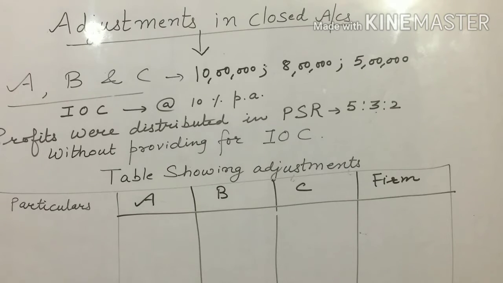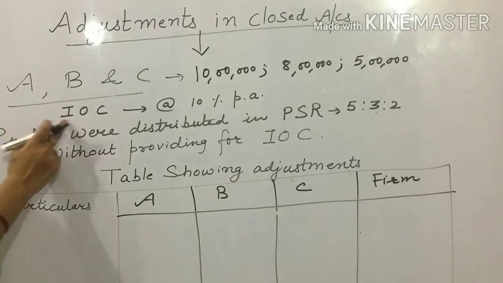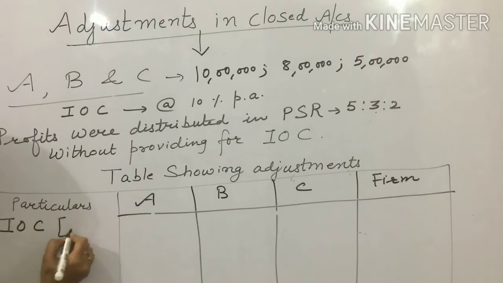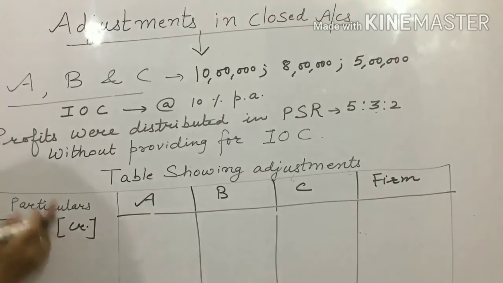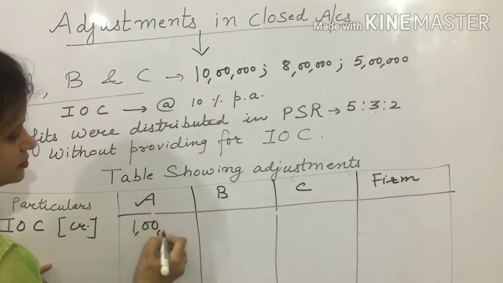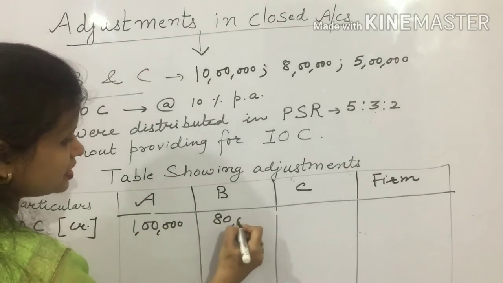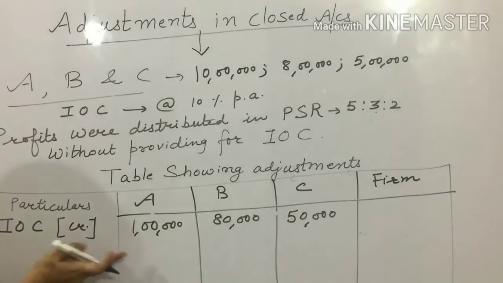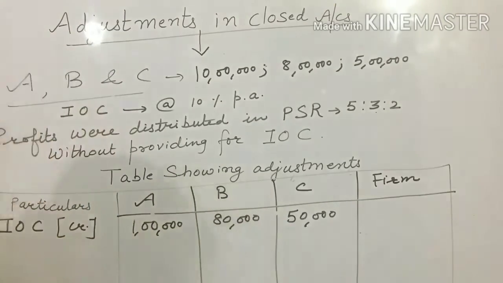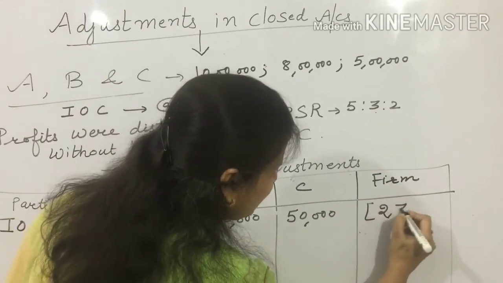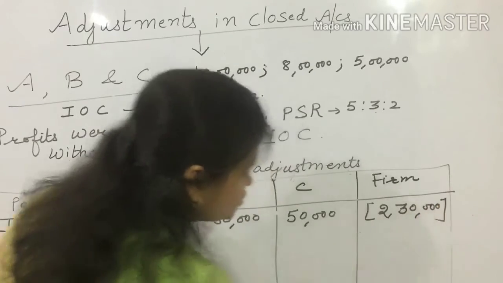Like in this question, we are required to give them interest on capital. As interest on capital is to be given to them, so they will be credited. How much interest on capital? 10% per annum. For A, it will be 1 lakh. For B, it will be 80,000, and for C, it will be 50,000. When firm credit partners capital account, then P&L appropriation account will be debited. So, the firm will get a total debit of rupees 2,30,000. This is our first step.